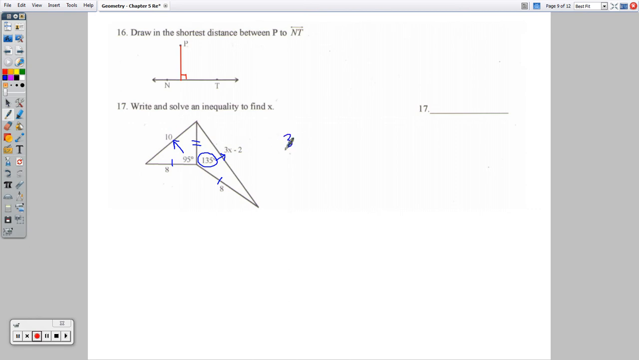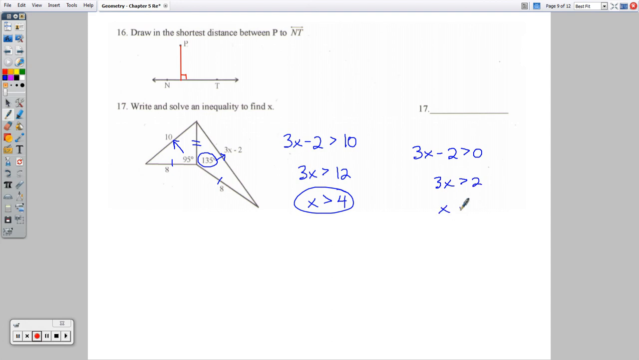So we could say that 3x minus 2 has to be the bigger side. It's got to be greater than that side right there, greater than 10. If you add 2, divide by 3, you're going to get x is not equal to, but x is greater than 4. So that's one piece of what we need. However, we should also check and see what happens when this is just greater than 0. It's got to be a positive length. If it has any measurement at all, we would say 3x minus 2 is greater than 0. You can add 2 to both sides and then divide by 3. You've got x is greater than 2/3.